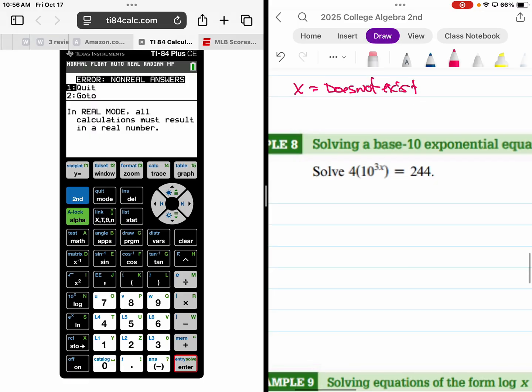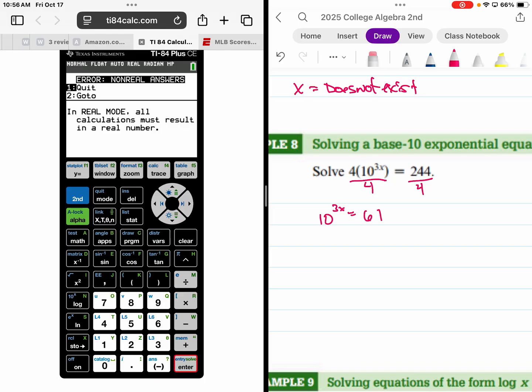So I want to solve for x. So I need to do some inverse operations here. So first thing I'm going to do is divide both sides by 4, because my goal is to rewrite it in logarithmic form, but I need to make sure I remove as much as I can until I get that base exposed. So I'm going to divide by 4, and we get 10 to the 3x equals 61.